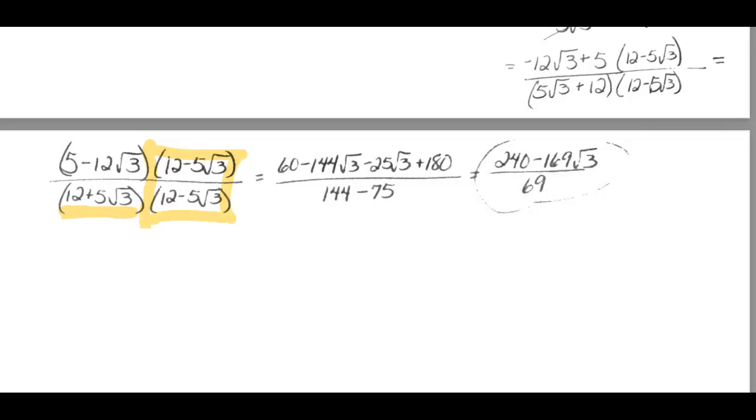And when I distribute through, use the FOIL method, our numerator ends up being 60 minus 144 times the square root of 3 minus 25 times the square root of 3 plus 180. And our denominator ends up being 144 minus 75. And then we're just going to add like terms. So this is our final answer for the tangent of alpha minus beta. I hope this helps.